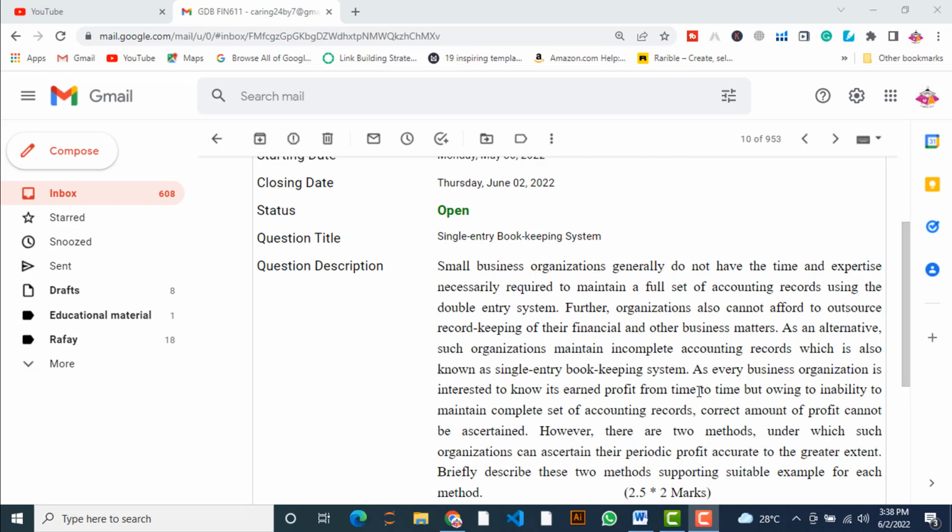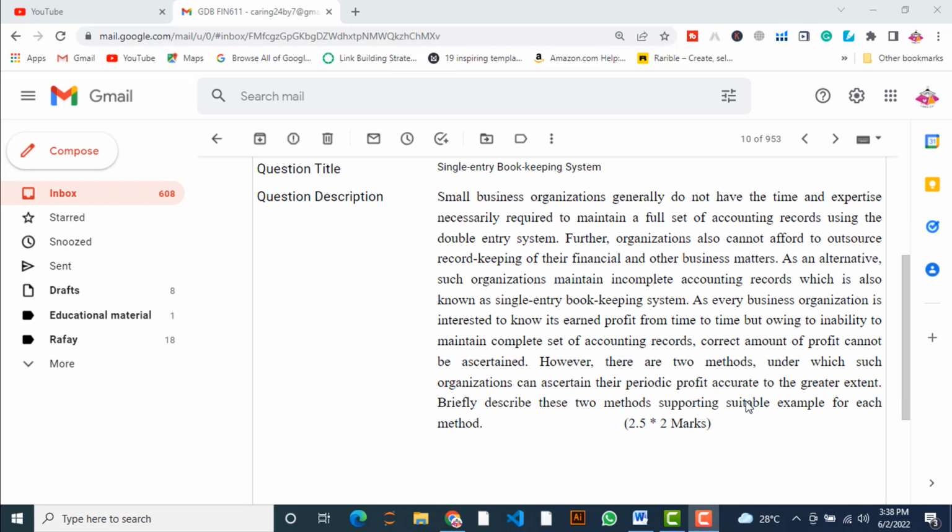Every business organization is interested to know the profit it earns from time to time, but owing to the inability to maintain a complete set of accounting records, the correct amount of profit cannot be ascertained. Like every business, these small businesses are interested to know how much profit they are going to earn during the year, but they have no ability to ascertain profit because of the incomplete records they are maintaining. However, there are two methods under which such organizations can ascertain their periodic profit accurately to a greater extent.